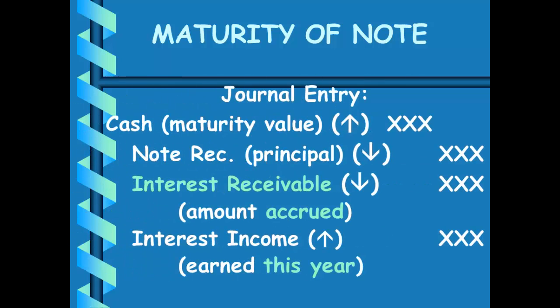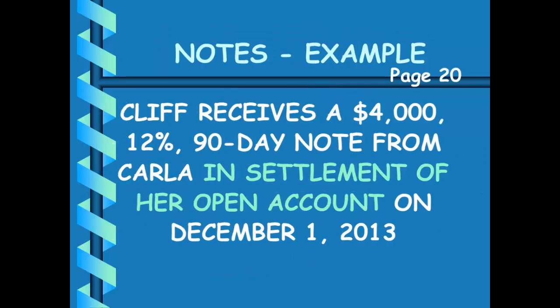So here's what my entry looks like. Debit cash for the maturity value, credit notes receivable for the principal, credit interest receivable for whatever you accrued in the adjusting entry, and credit interest revenue for what you earned this year. Let's go to page 20.